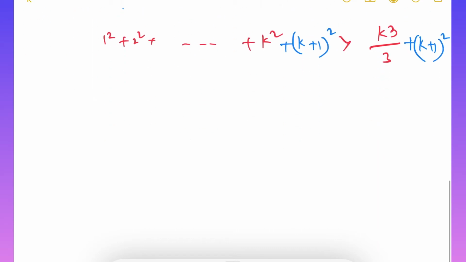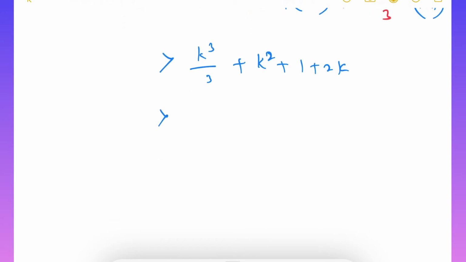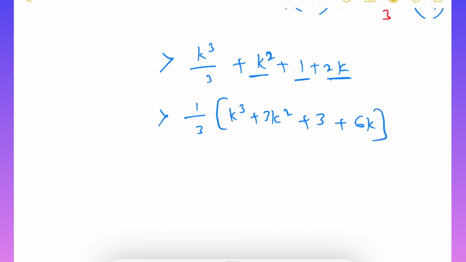Now I'll go with only the right side part, greater than k cube by 3 plus k plus 1 whole square. If we expand, we will get k square plus 1 plus 2k, which is also greater than. From all the 4 terms, I will take out 1 by 3 common. If I take out 1 by 3 common, then what will we remain with? k cube plus, here 3 is not there, so we need to write 3k square. Plus here also 3 is not there, so 3 into 1, 3. Plus here also 3 is not there, so 2k into 3, it will become 6k.